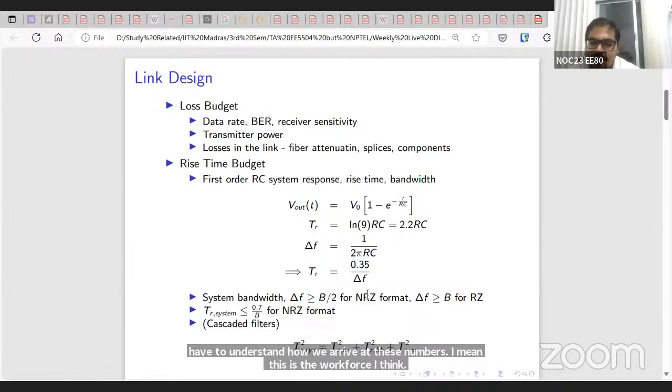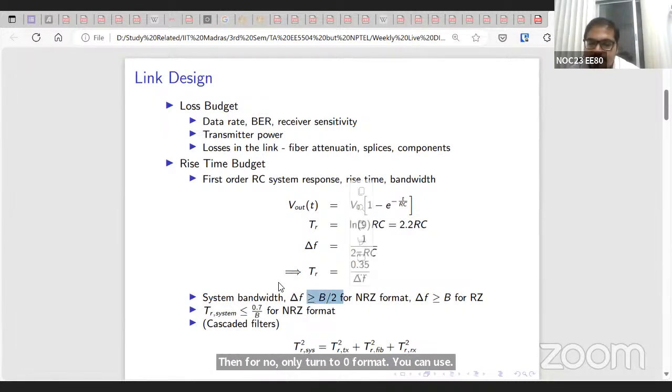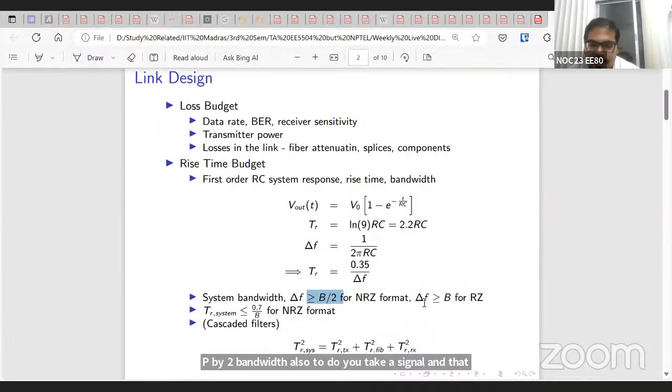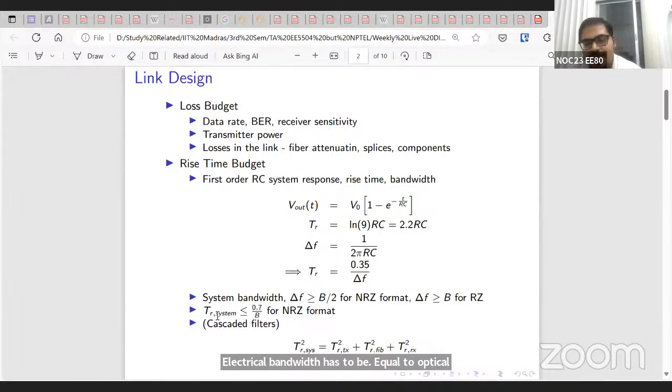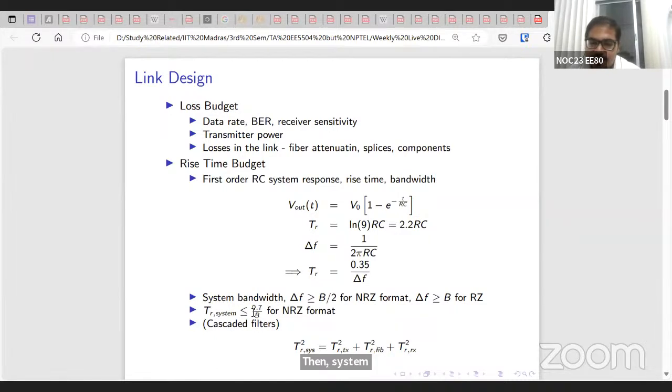Then for non-return to zero format, you can use B/2 bandwidth to detect a signal, and that was one of the new concepts. And for return to zero, we need the full B bandwidth, the optical bandwidth that we are using. Electrical bandwidth has to be equal to optical bandwidth. Then system rise time has to be lower than what is determined by the bit rate we are sending.